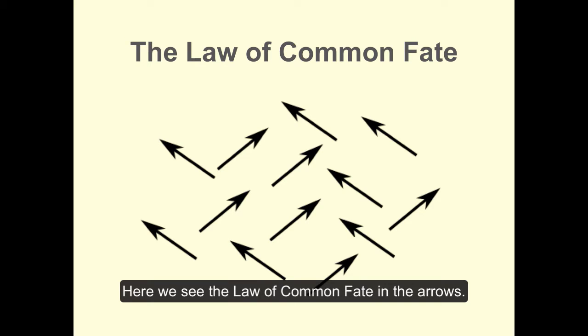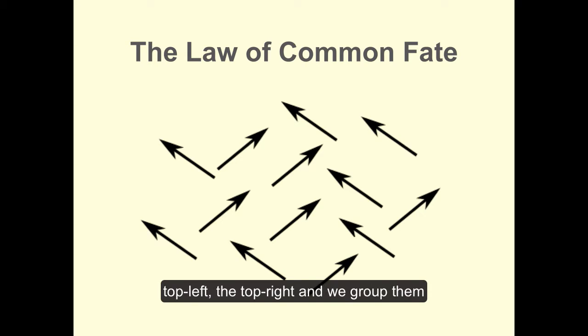Here we see the law of common fate in the arrows. So again, our brains try to make sense of things. We're looking at those that share a common quality and a common direction of where they are going. So we look at the arrows that are all facing to the top left, the top right, and we group them, trying to make sense of how this is working, right? So we're trying to figure them out using the law of common fate, the direction that they are going.